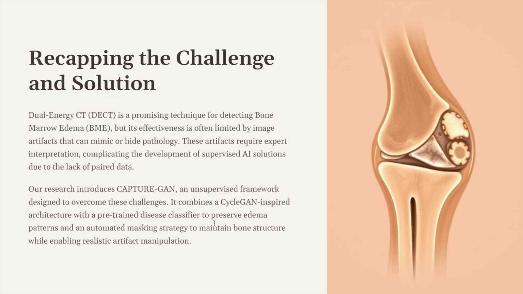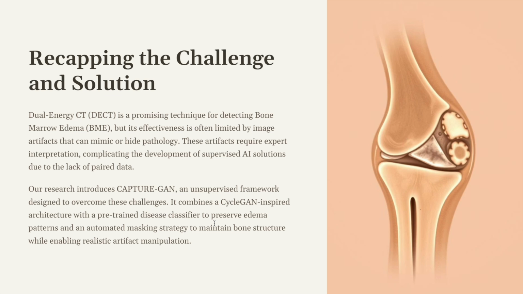This work introduces CAPTURE-GAN, an unsupervised framework crafted precisely to tackle these challenges. At its heart, it is a CycleGAN-inspired architecture, which means it can learn to translate between two domains, artifact-laden DECT and artifact-clean DECT, without ever needing paired images.